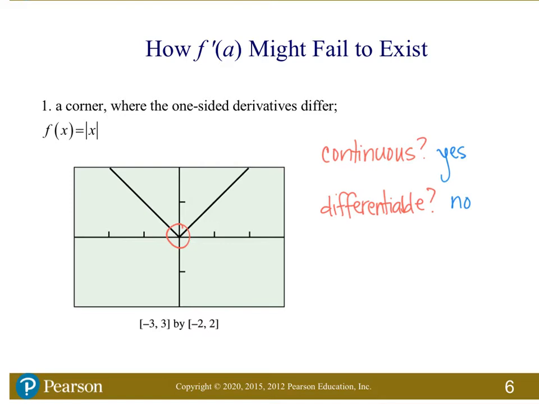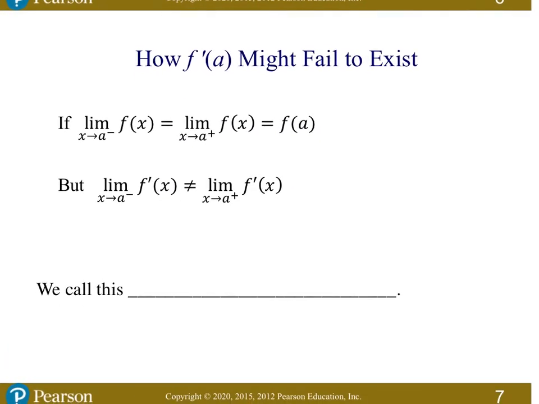Because of the corner. The corner is where the slope on the left side meets the slope on the right side, and they're not equal to each other. So this is continuous but not differentiable, and this is going to happen at a corner. So this is one way at any corner where f prime of a might not exist. So when this happens, when the original limits and f of a all equal each other, but the derivatives do not equal each other, we call this non-differentiability.